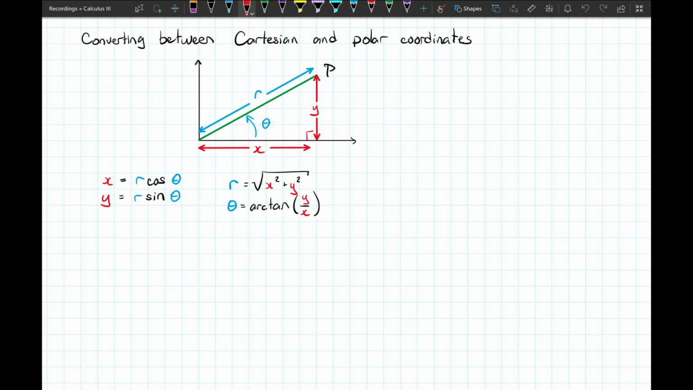But the problem with that, with arctangent, is that it's only going to give us an angle from negative pi over 2 to positive pi over 2. So I wouldn't recommend using these two relationships. Oftentimes, it's actually better to just use x squared plus y squared equals r squared, and y over x equals tangent theta.